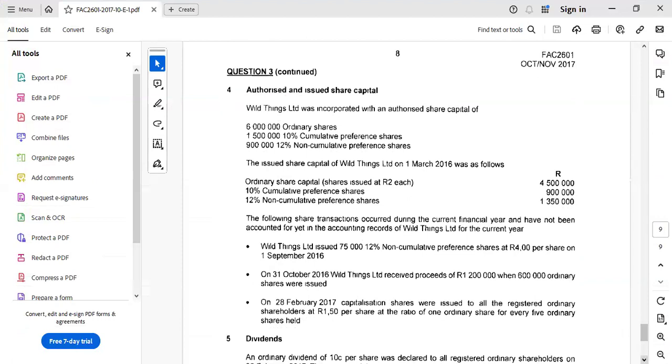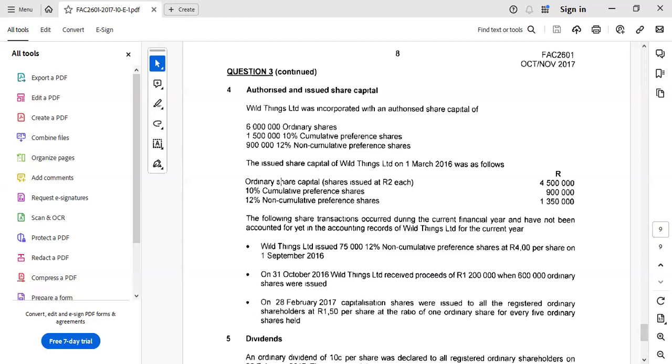Wild Things was incorporated with an authorized share capital of 600,000. The authorized share capital does not appear in our statement of financial position or in the statement of changes in equity. It will only appear in the notes. In the statement of financial position, we include the issued share capital. Now we're told that the issued share capital of Wild Things on 1 March 2016 was as follows.